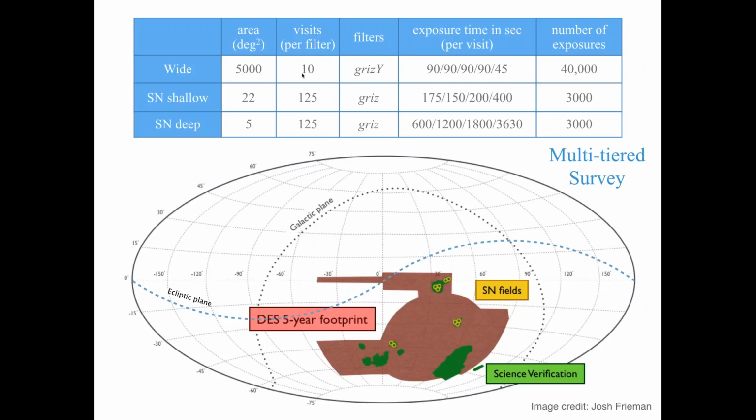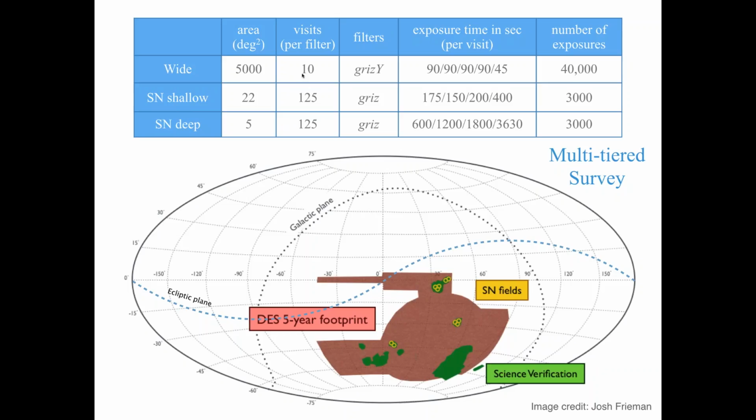Okay, so a little bit more about the survey, because it'll be important not just for this half of the talk, but the second half as well. So we have a multi-tiered survey. The wide survey is a 5,000 square degree survey where we take 1.5 minute to 45-second exposures in g, r, i, z, and Y. And you can see the footprint on the bottom. To me it looks like an elephant with a gun on the head, but other people have different ways of picturing that.